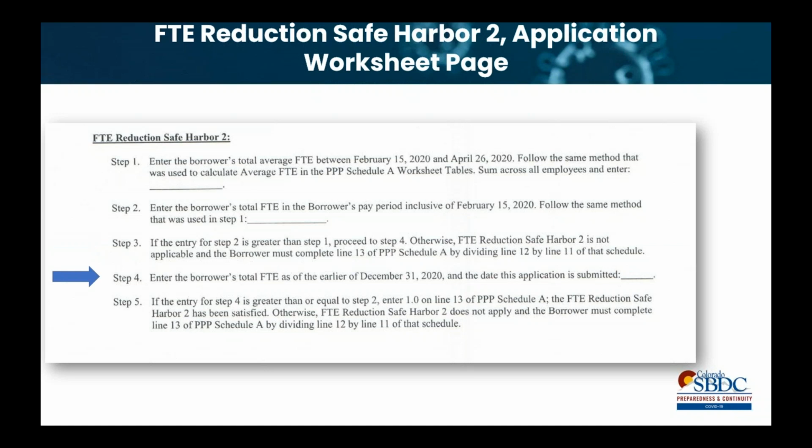In Step 4, we will enter our FTE count as of the earlier of December 31st, 2020, or the date upon which the application is submitted. This is an example of where when the SBA says a date, they mean for the pay period that includes this date. Step 5. If we restored our FTE count to pre-pandemic levels, then we get to enter a 1 on line 13 of PPP Schedule A. That's good, because it means that we will not suffer a loss in forgiveness for the decline in FTEs.